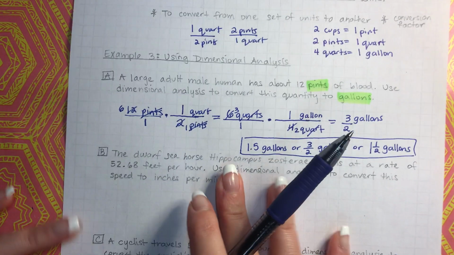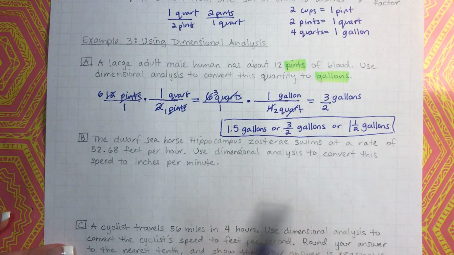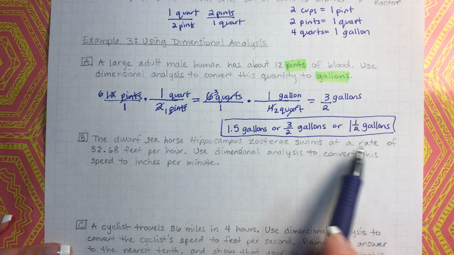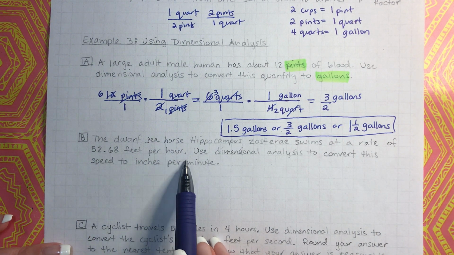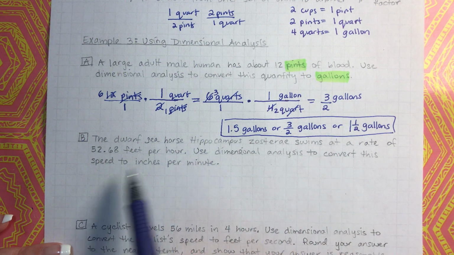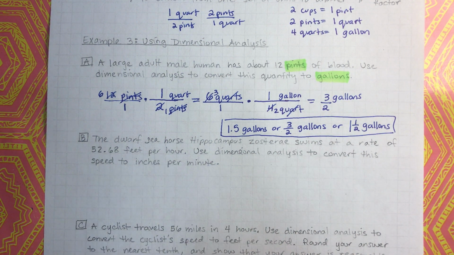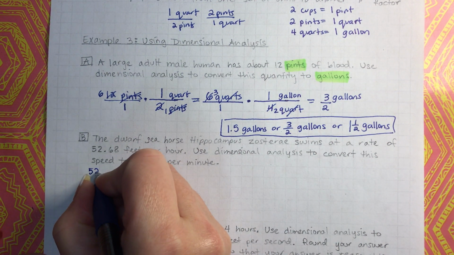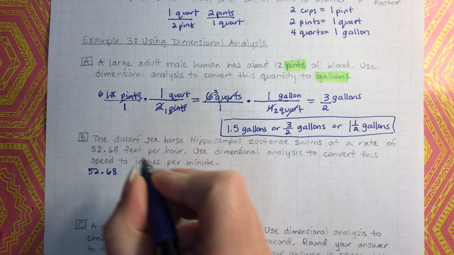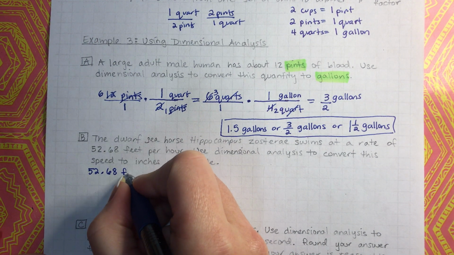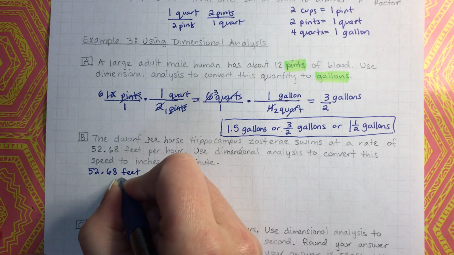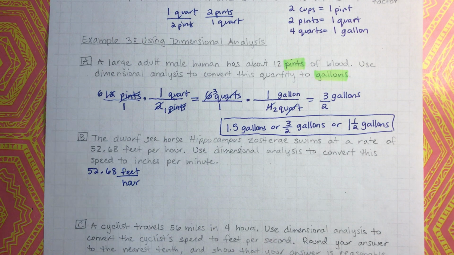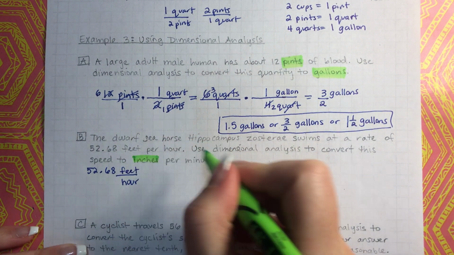So let's go ahead and do the next problem here. It says the dwarf seahorse Hippocampus zoster swims at a rate of 52.68 feet per hour. Use dimensional analysis to convert this speed to inches per minute. Okay. So what do we have? We are starting with 52.68, and this is in feet per hour. And we need to convert it to inches per minute.